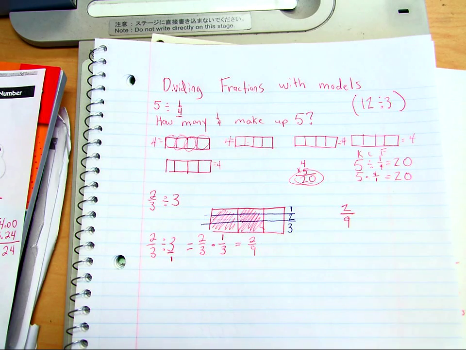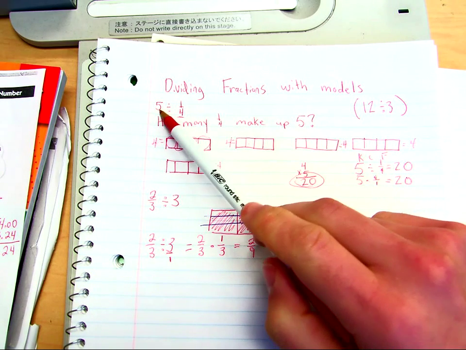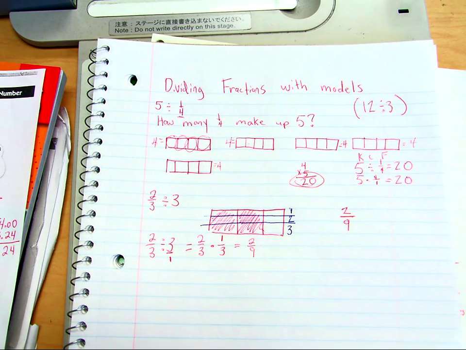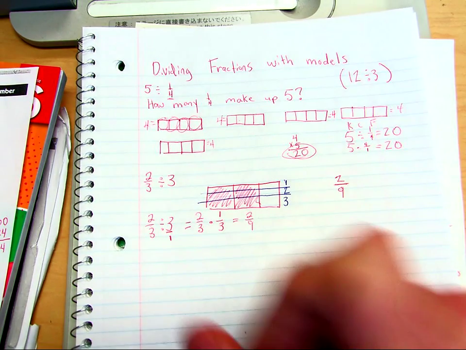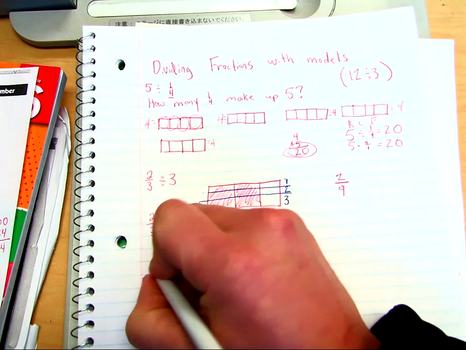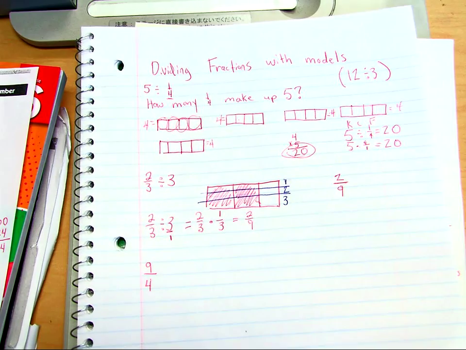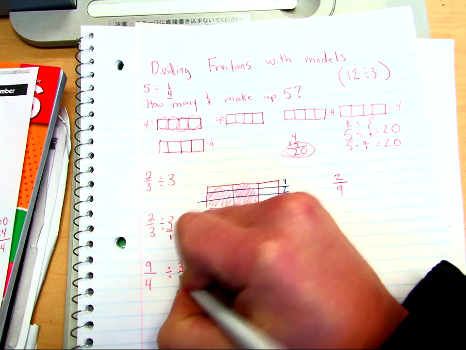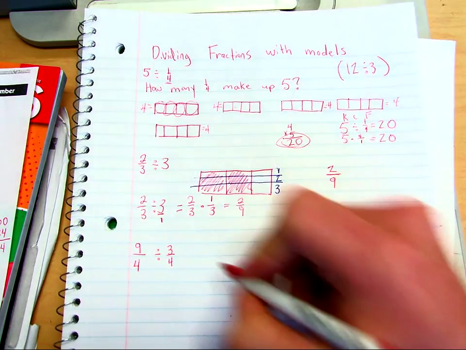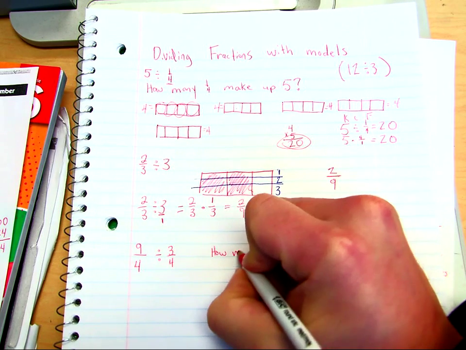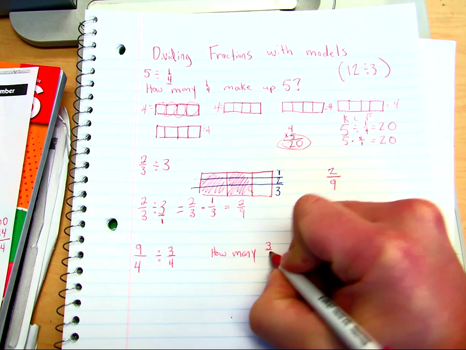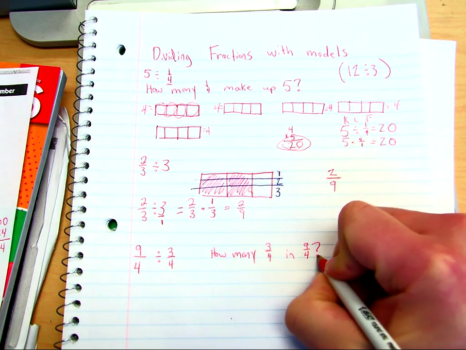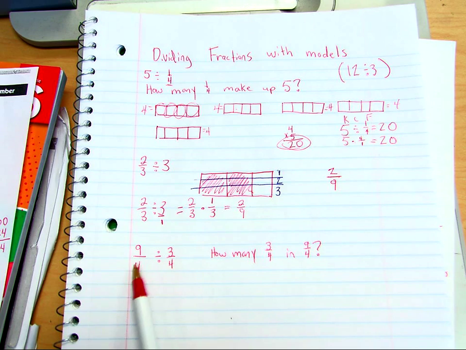Last model we did dividing a whole number by a fraction, then dividing a fraction by a whole number. Now we need to divide a fraction by a fraction. And just so you can see it, I'm going to give you an improper fraction. So if you had 9/4 divided by 3/4, this would be like saying, how many 3/4 in 9/4? Same idea. How many times can 3/4 go into 9/4?